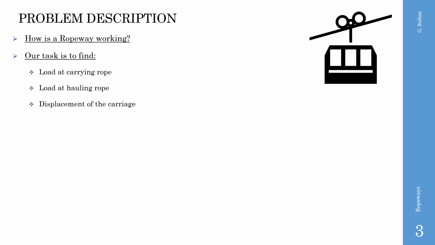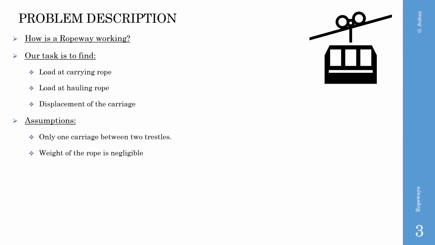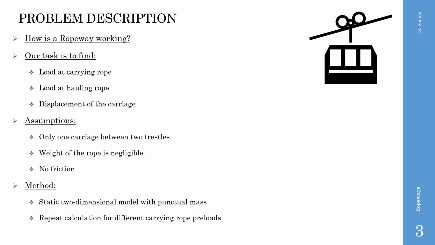Our task is to find, for any position of the carriage, the load at the hauling rope and its displacement. To make it simple, we make some assumptions. There is only one carriage between two trestles at a time. This is actually the case of up and down ropeways. We neglect the rope's weight with respect to the weight of the carriage. And there is no friction. The method is based on a two-dimensional geometry with punctual mass. The calculation is repeated for different carrying rope preloads. We will see this concept afterwards. Eventually, the theory is compared with the trials.